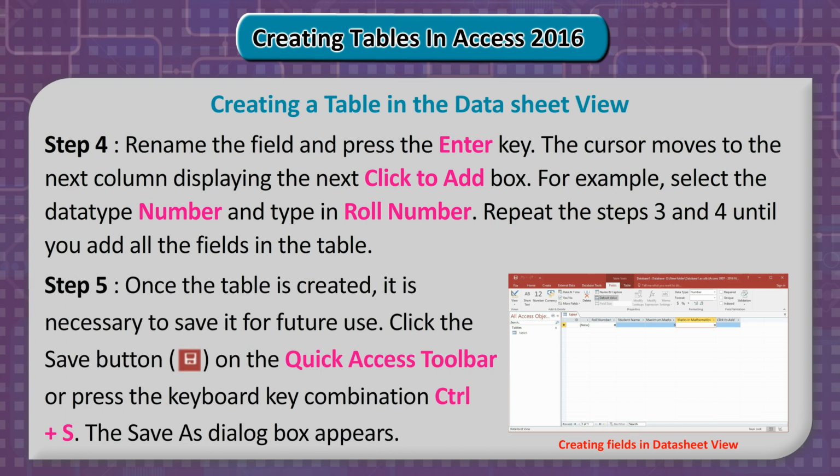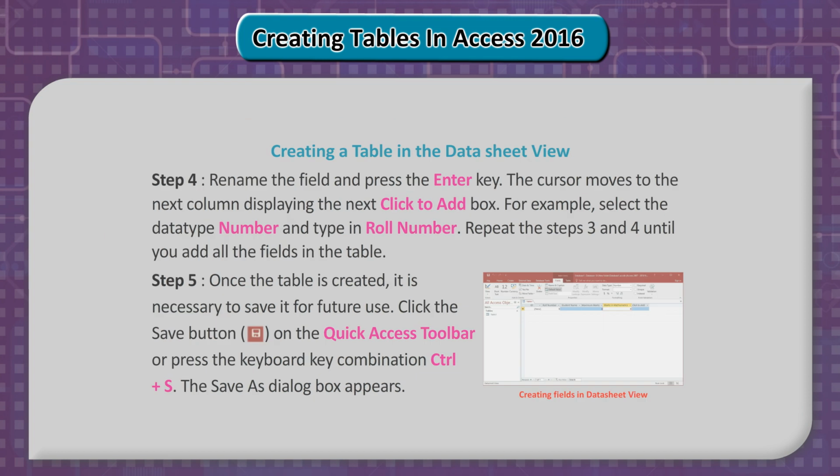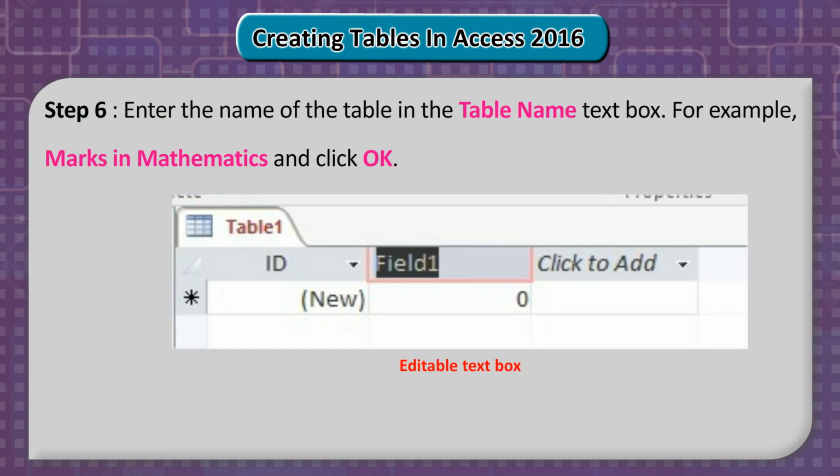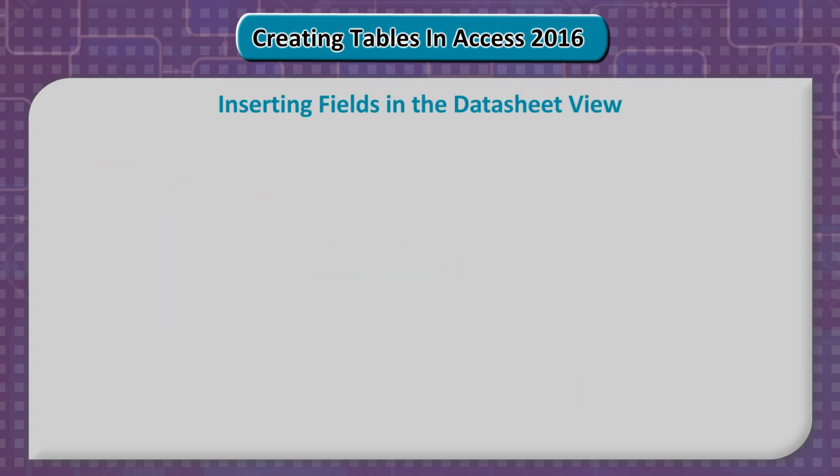Step 5. Once the table is created, it is necessary to save it for future use. Click the Save button on the Quick Access toolbar or press the keyboard key combination Ctrl+S. The Save As dialog box appears. Step 6. Enter the name of the table in the Table Name text box, for example, Marks in Mathematics, and click OK.